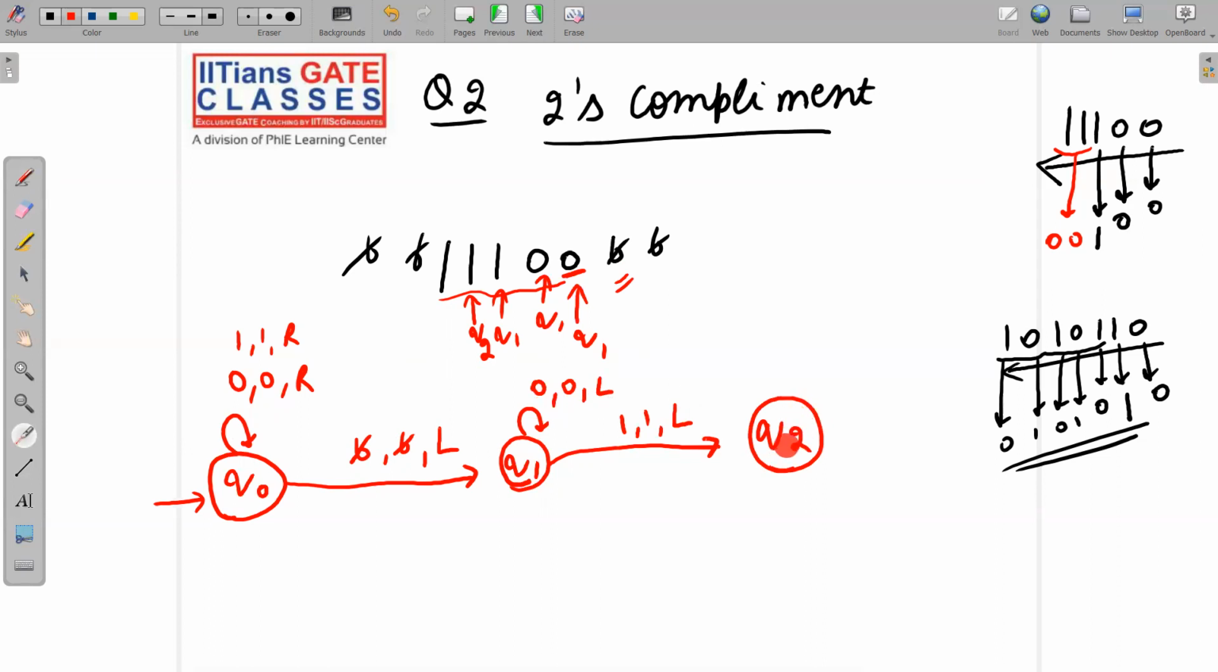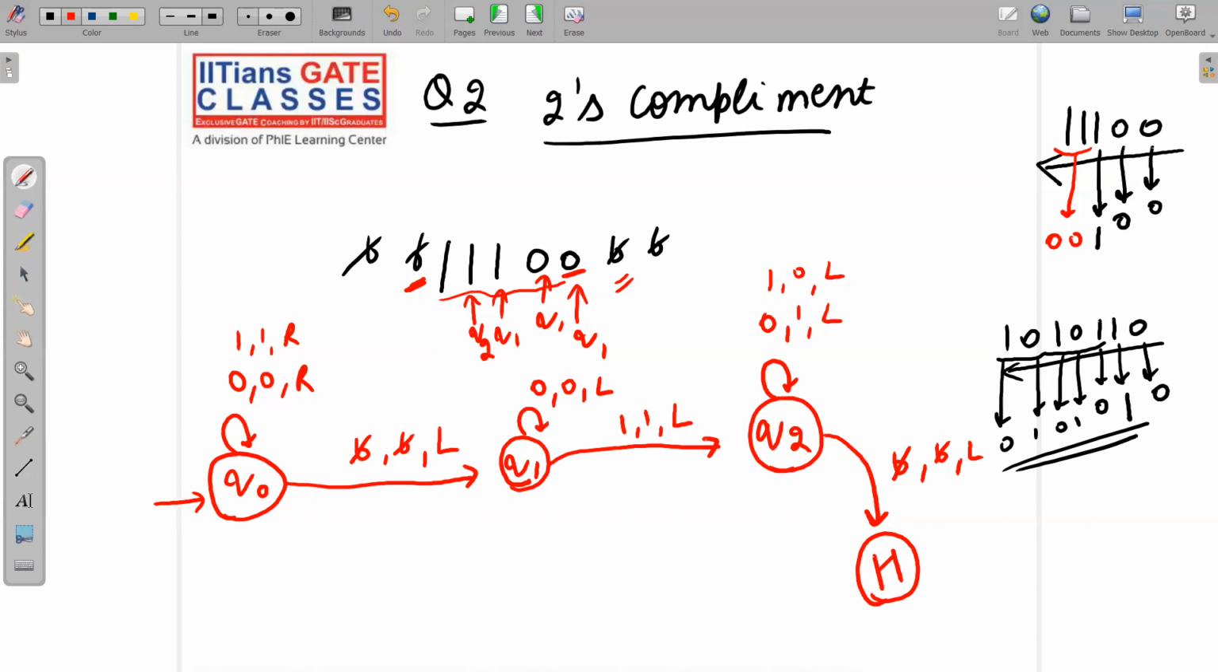Now Q2's aim will be to find the ones complement. 1 will be replaced with 0, 0 will be replaced by 1. So here we will write: 0 will be replaced by 1 and move towards the left, 1 will be replaced by 0 and move towards the left, and so on. Now as soon as Q2 finds the blank, blank will remain as blank and it will go to the halt state. It can move either left or right, it's your own choice, and it will move to the halting state, that is H. Please note it down carefully.